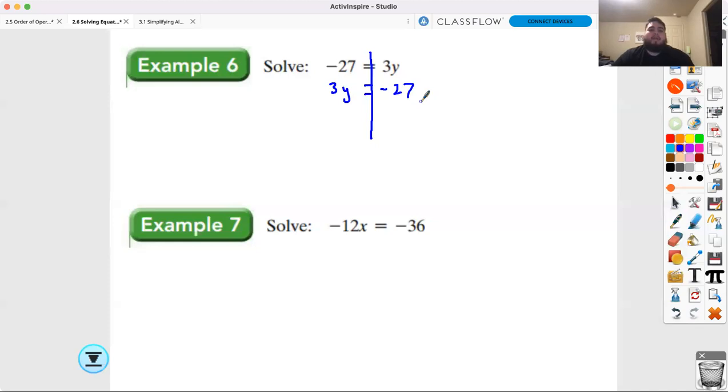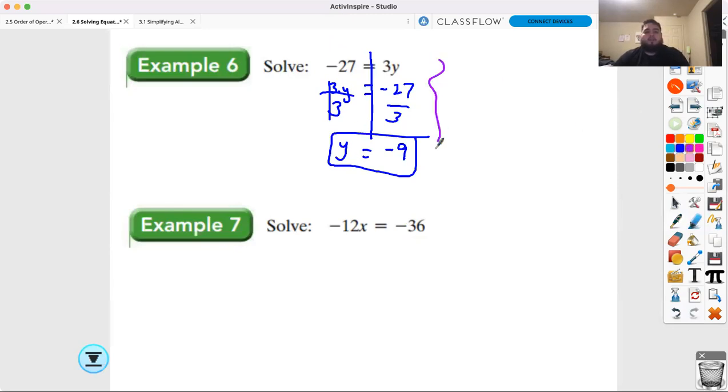So now, how would we get the y by itself, class? What will we do on both sides to get the y by itself? What's happening with the 3 and the y? They're being what? So we're gonna go ahead and divide. Good job, Nick. So we're gonna divide both sides by 3. This becomes 1y or just y, right? -27 divided by 3 is -9. So let's go ahead and check out this bad boy to see if it works out for us. So check.